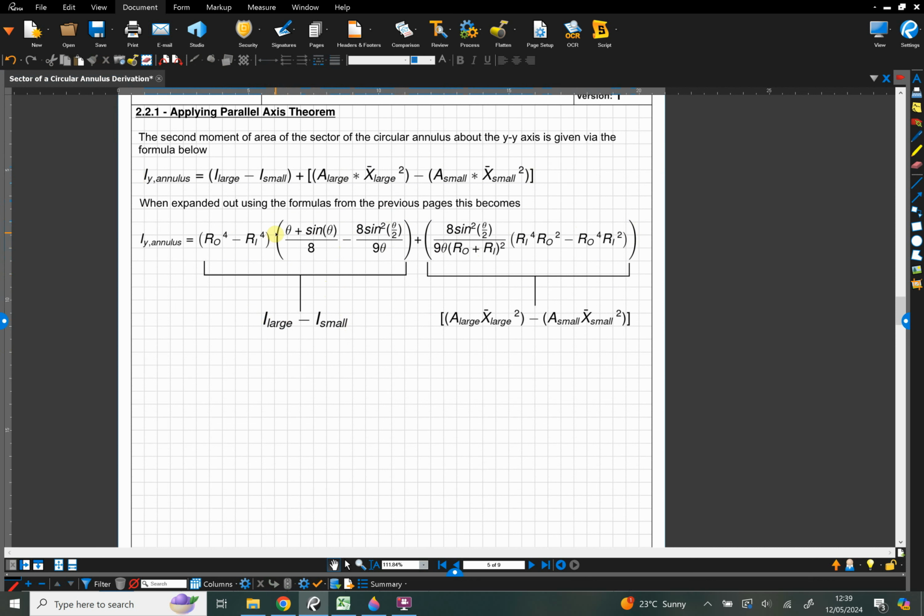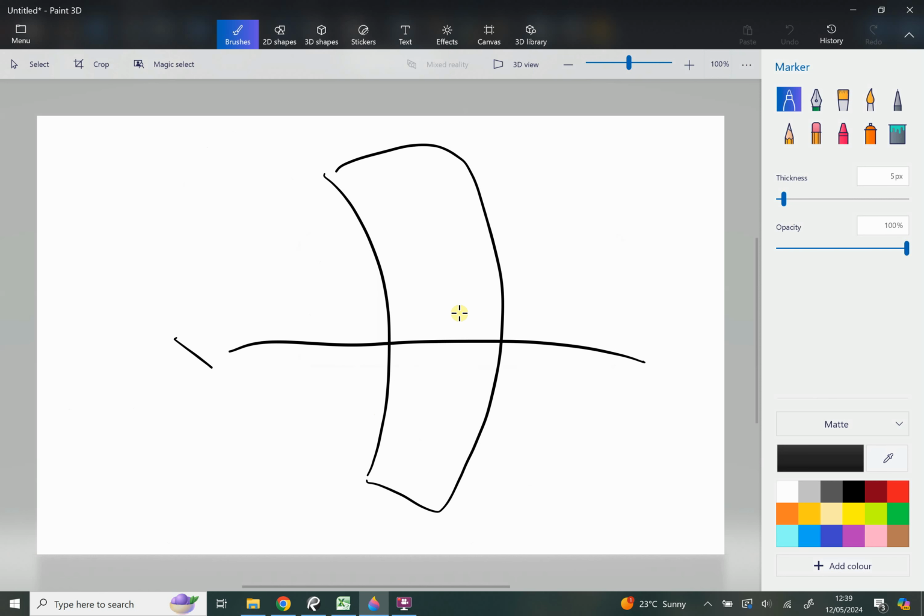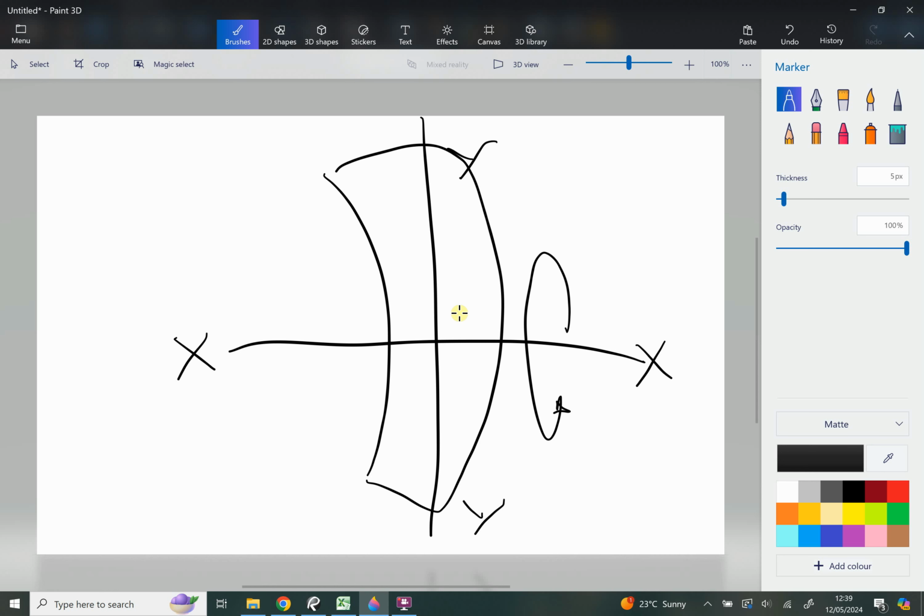So that gives us our second moment of area about the y axis locally for this local simplified situation. I'm now going to work out the second moment of area about the x axis. So just to be clear, we have our sector, that's going to be our x axis, that's going to be our y axis, and so now we want the second moment of area about the x axis. So this is our Ix that we have.